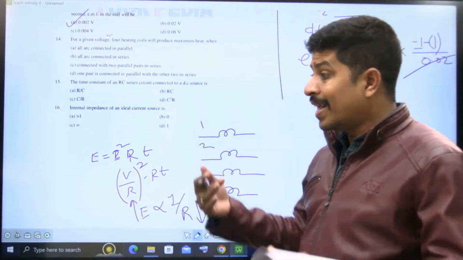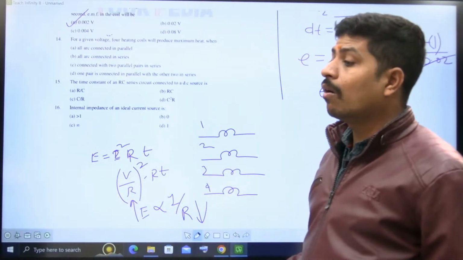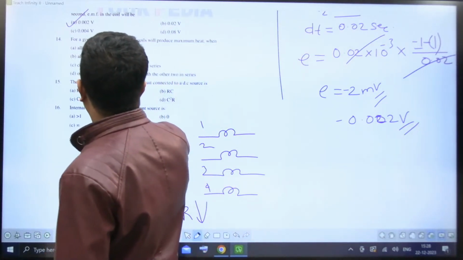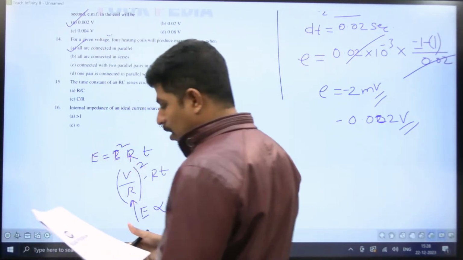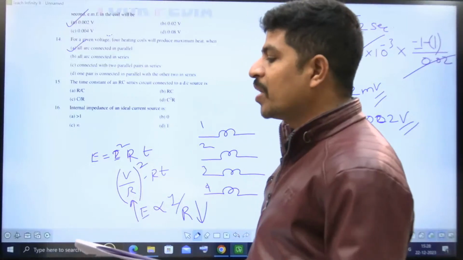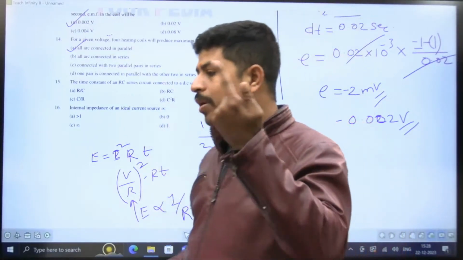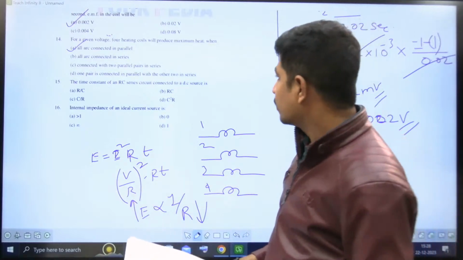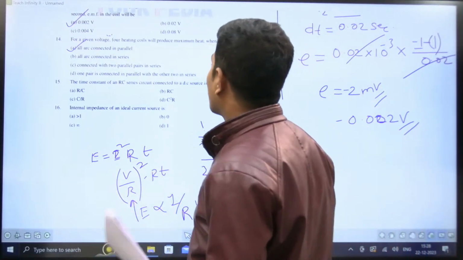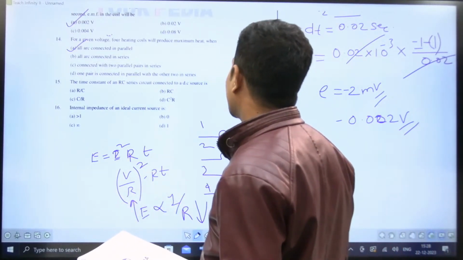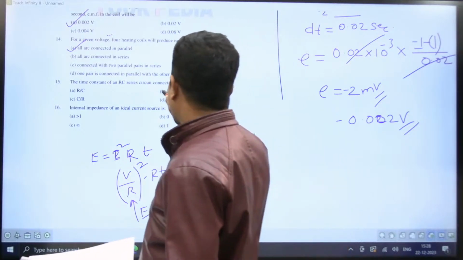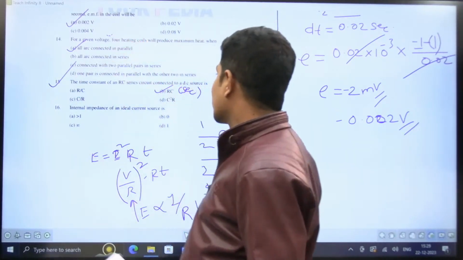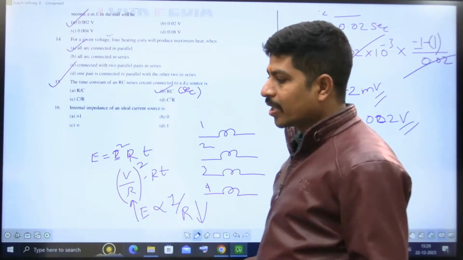When you get a less resistance, if I connect all 4 coils in parallel, that is the answer. All are connected in parallel. If you have 4 ohms, then you are going to get 1 ohm. You connect in any other way, you are going to get more than 1 ohm, right? Next question. The time constant of an RC circuit connected to a DC circuit is RC and the units are seconds. Whether it is series RC or parallel RC, the time constant is RC only, right? That is the direct question.